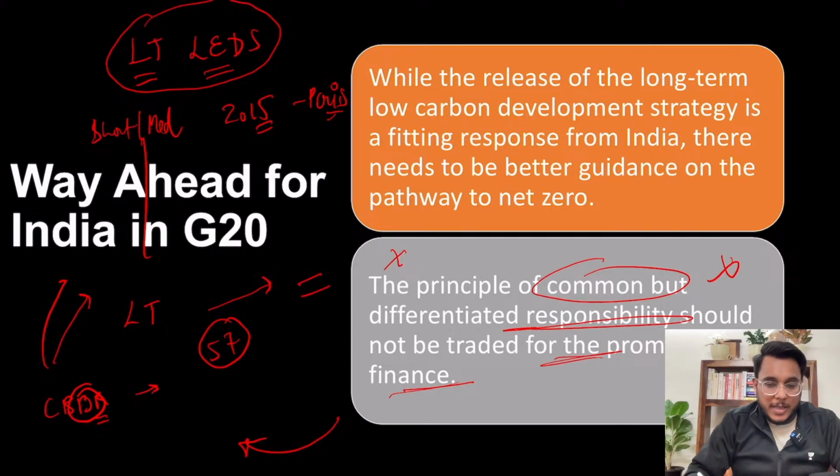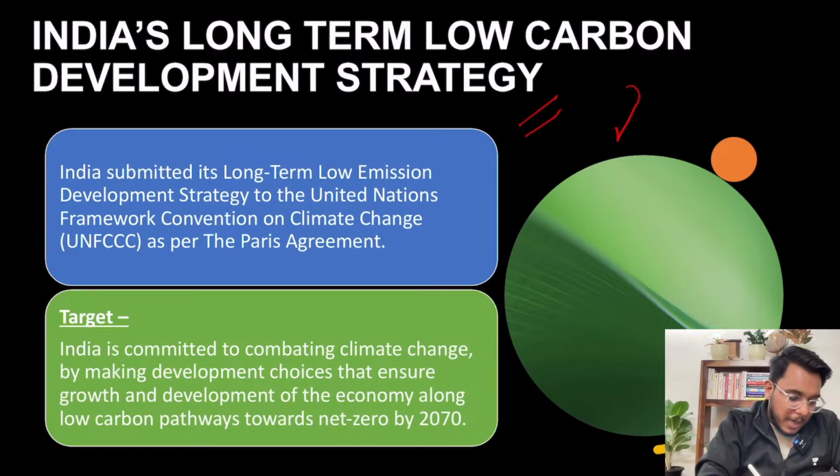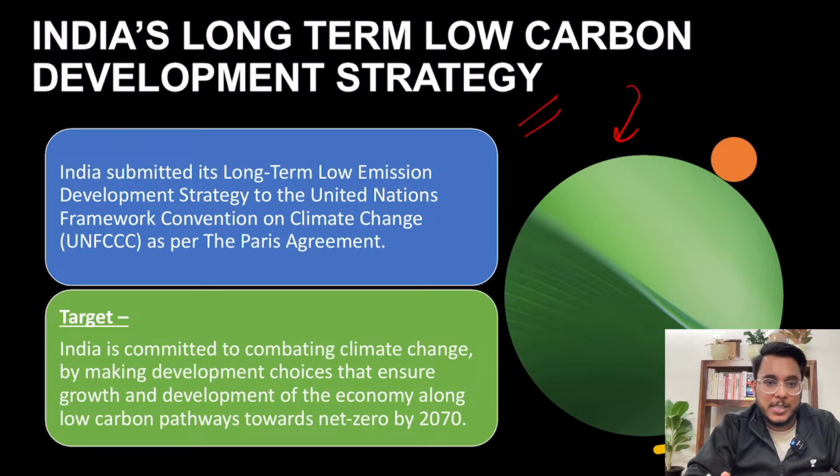Now, understand this particular thing, guys. As we talk about India today, India is, yes, among the world's largest carbon emitters. But two things we need to keep in mind. India is a developing country, one. Secondly, India's per capita carbon emission is even lower than the world average and far lower than what the US is emitting even today. Now, India's long-term low emission carbon development strategy has been released, fine.